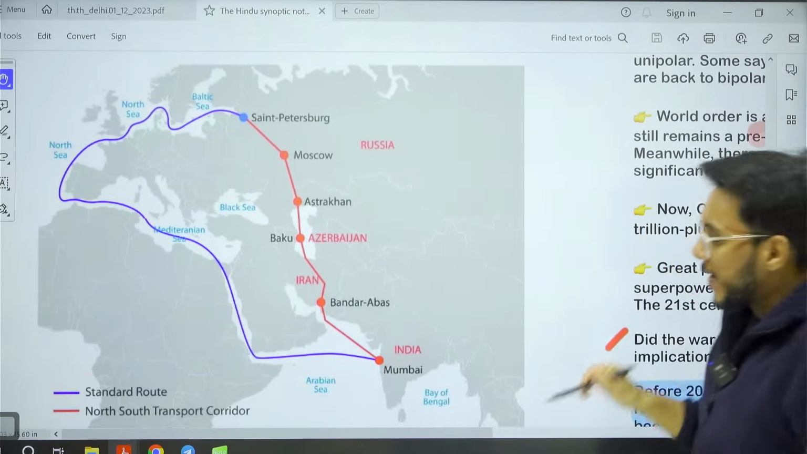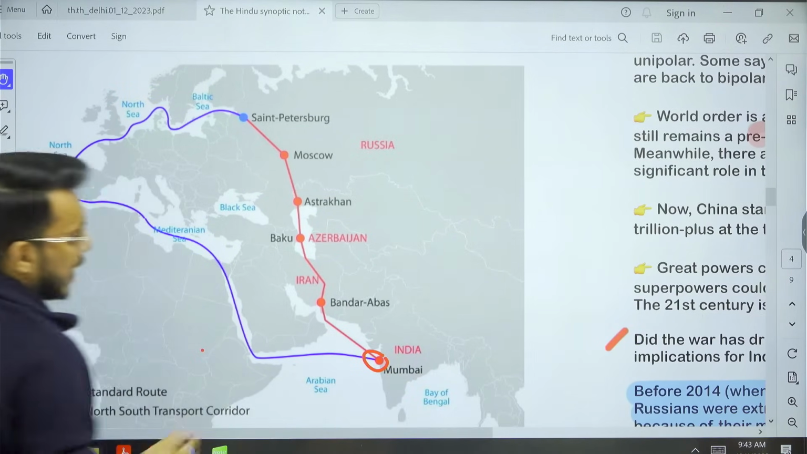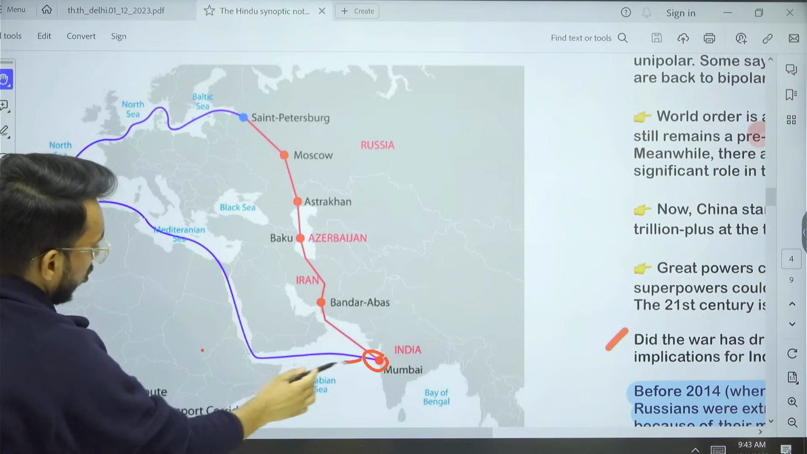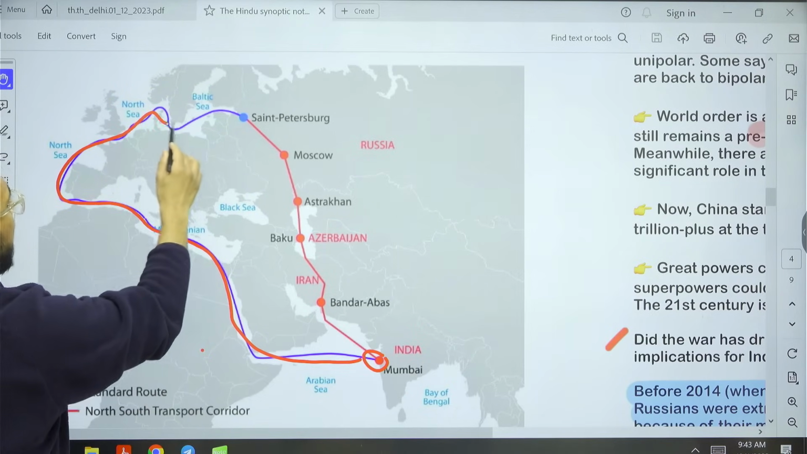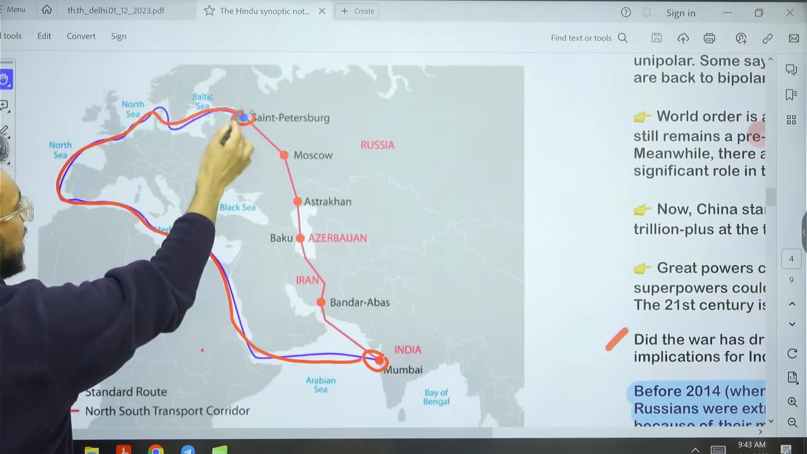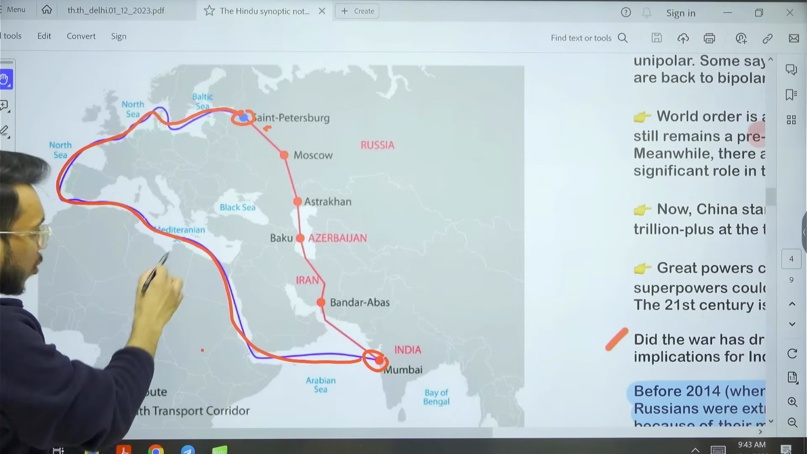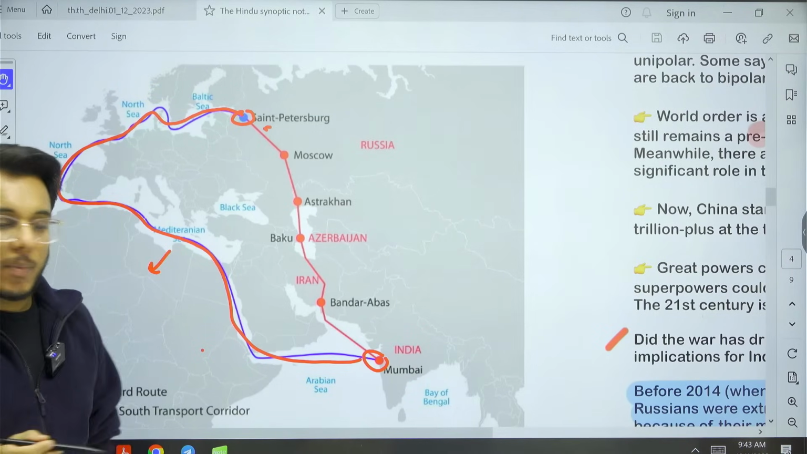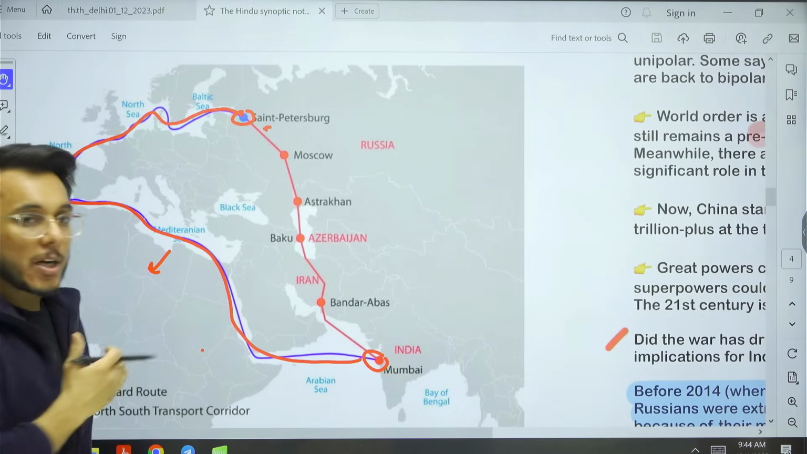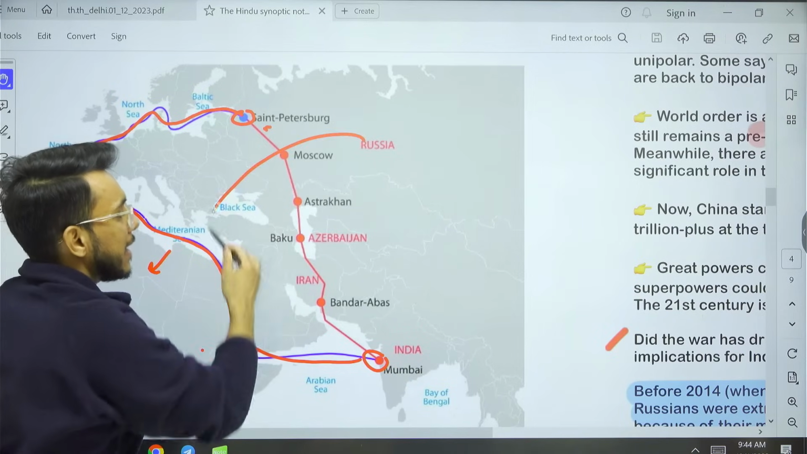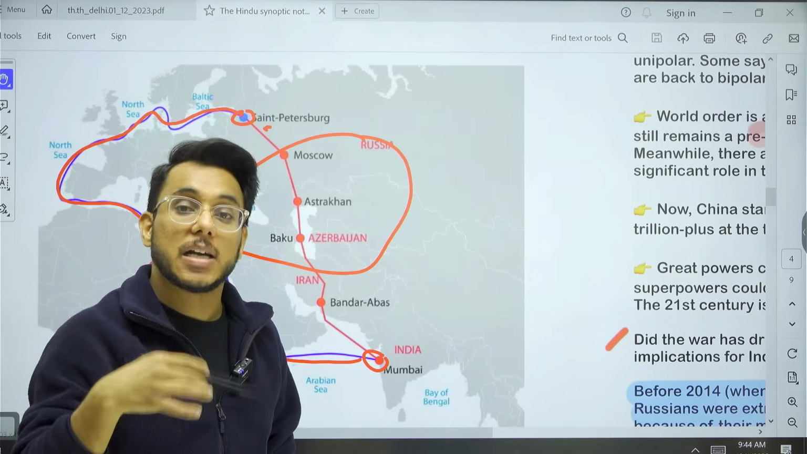So here you can see that right now, if India wants to carry on any trade with Russia, we need to go through the Suez Canal, the Mediterranean Sea, the North Sea, and then after crossing the Baltic Sea, we reach St. Petersburg, Russia. This trade route is there. Now, this trade route has certain problems. Number one problem is that this trade route is very lengthy. Second, through this trade route, we are not able to cater to the Central Asian region, and already India is running its Connect Central Asia policy.